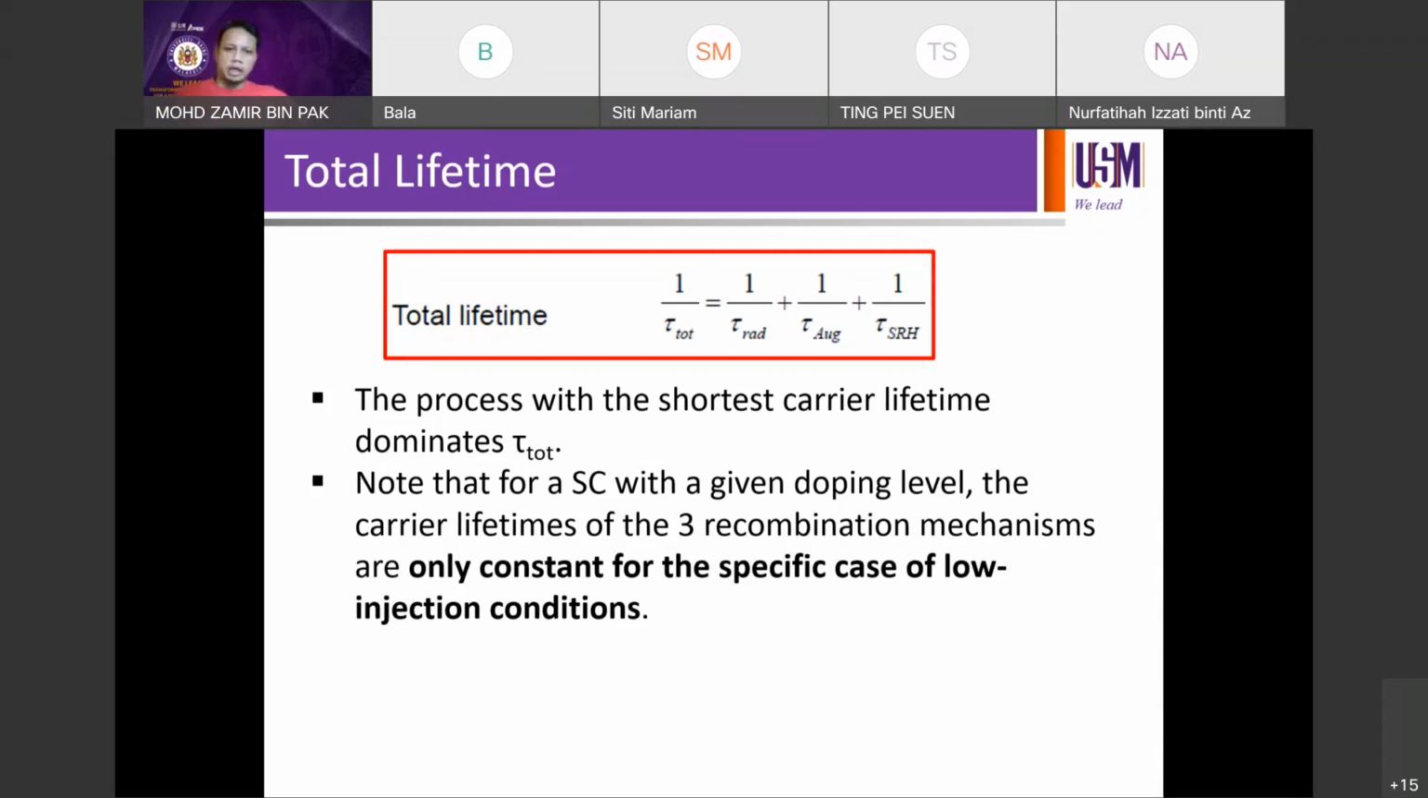So one way to tell whether you are working with a material with good quality is by looking at the lifetime, total lifetime. Lifetime here means the lifetime of your carriers in the material or in your devices. So total lifetime, tau.